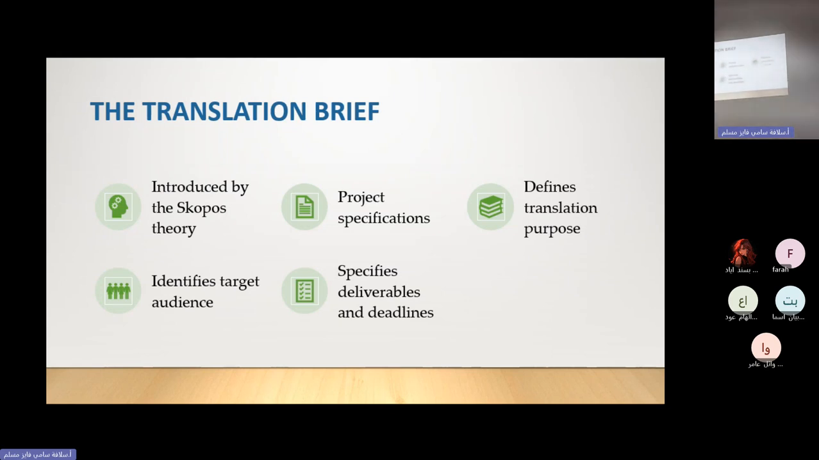What do deliverables mean? What we want to achieve. The goals, exactly. Goals that we want to achieve. Okay, and deadlines. So this is important. Why?